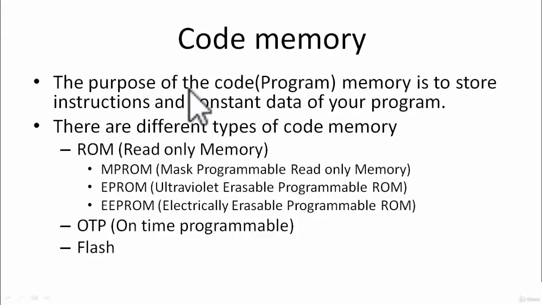So in this lecture, let's explore the code memory of the microcontroller. The purpose of the code or program memory is to store instructions and constant data of your program. There are different types of code memories which are implemented inside the microcontroller. The simplest and most cost efficient program memory is ROM, that is read only memory.